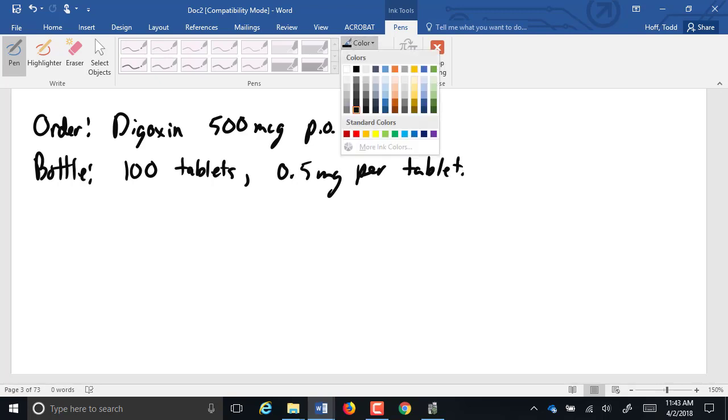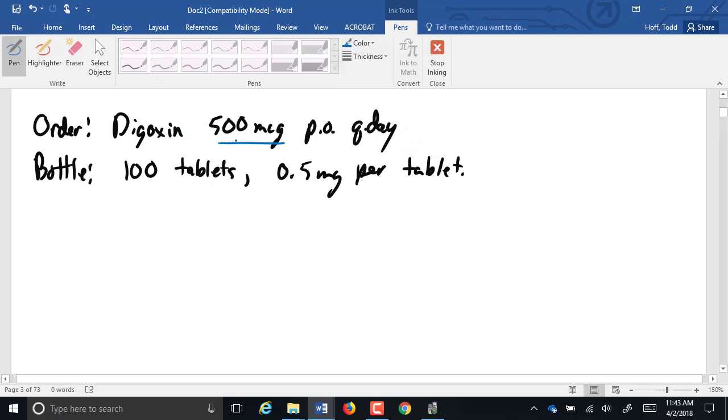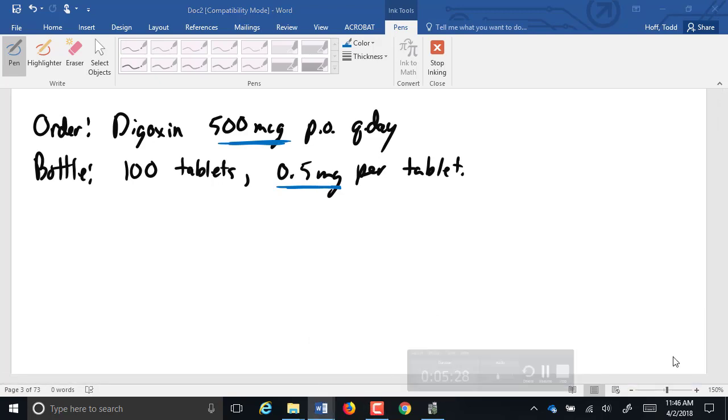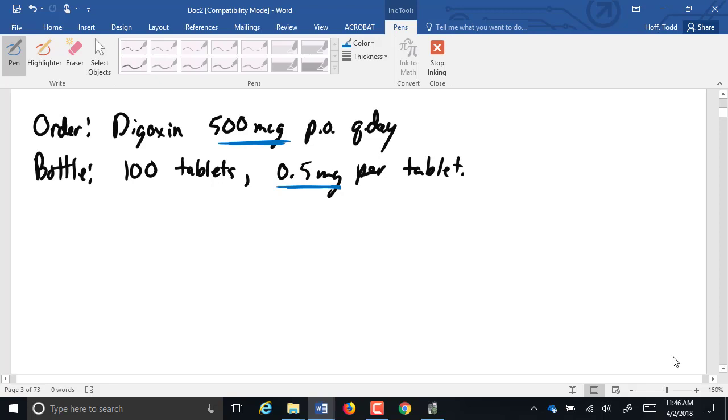I'm going to have you try this one on your own. Note there's a difference. This is in micrograms, and this is in milligrams, so make sure you account for that. I'm going to give you about 1 minute here to try that in your notes, and then we'll go over it and see how you did. So let's see how we did here. So we're starting out with that order of 500 micrograms.